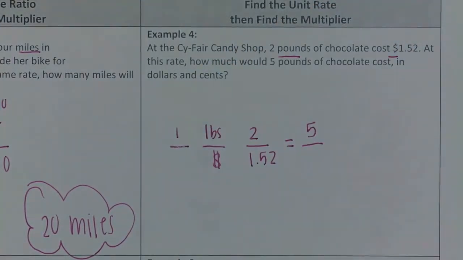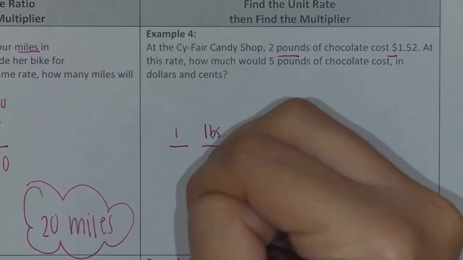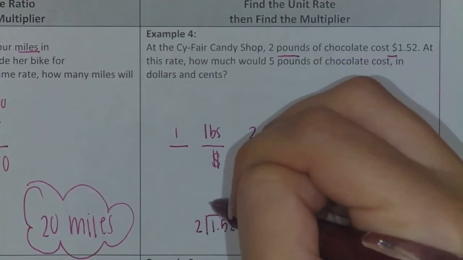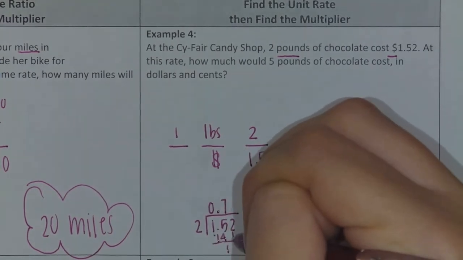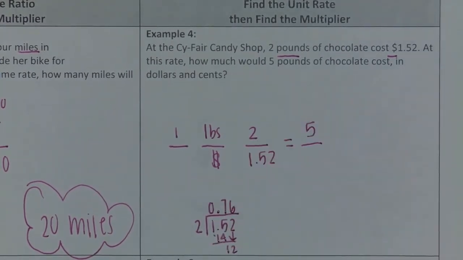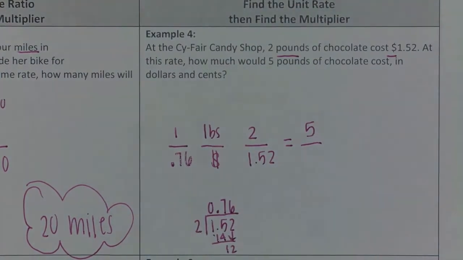So to go from 2 to 1, I'm dividing by 2. So I need to do $1.52 divided by 2. So 2 can't go into 1, but 2 goes into 15 7 times. And then 2 will go into 12 6 times. So 1 pound of chocolate costs 76 cents.